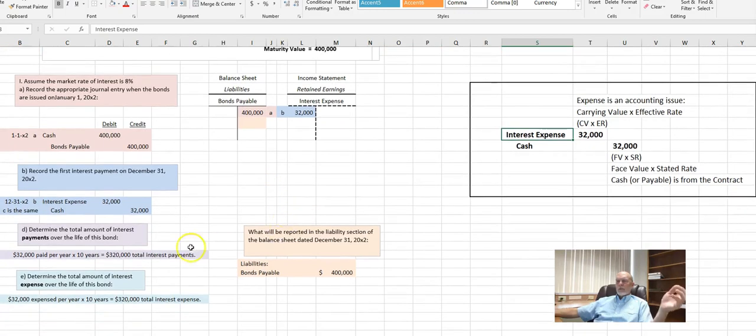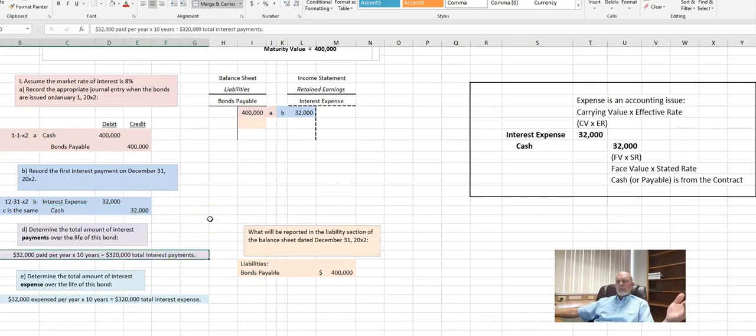Okay, a couple of questions. What are the total interest payments over the life of the bond? That'd be these credits to cash, $32,000 a year for 10 years. That's $320,000. And the total interest expense is going to be the $32,000 debit to interest expense times 10 years. So again, that's $320,000. Same answer, but different questions.